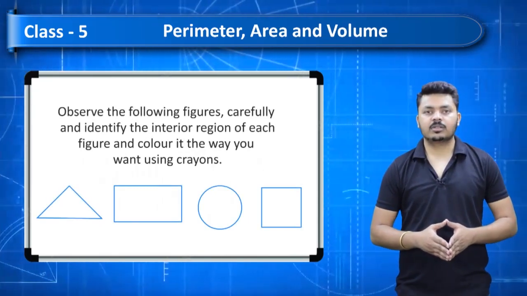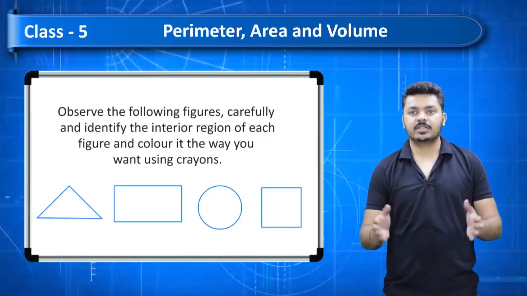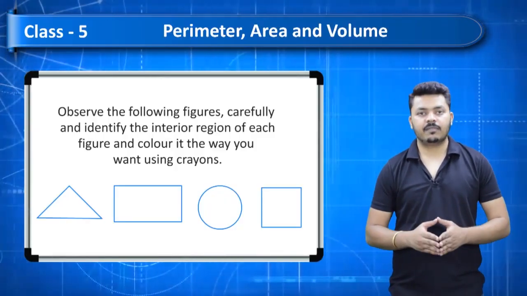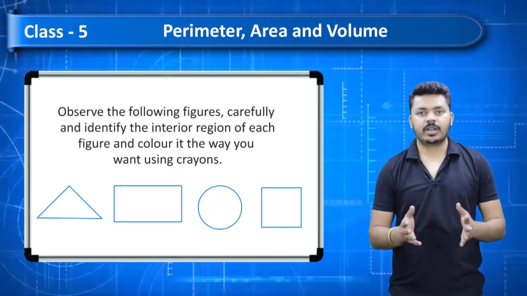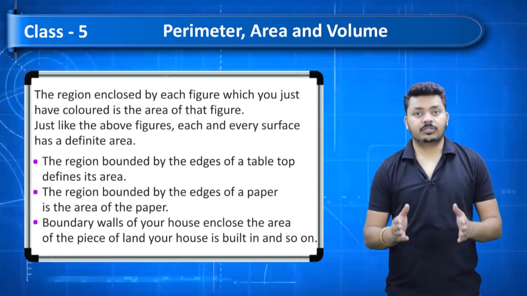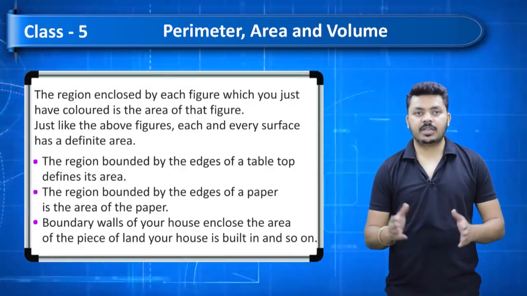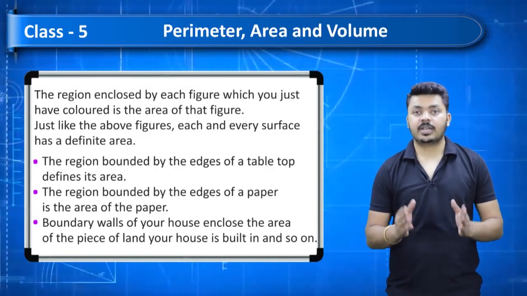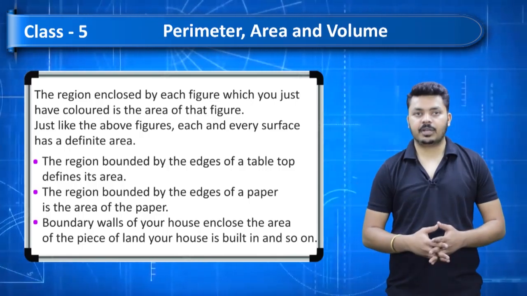Observe the following figures carefully, identify the interior region of each figure and color it the way you want using crayons. The region enclosed by each figure which you just colored is the area of that figure. Just like the above figures, each and every surface has a definite area.